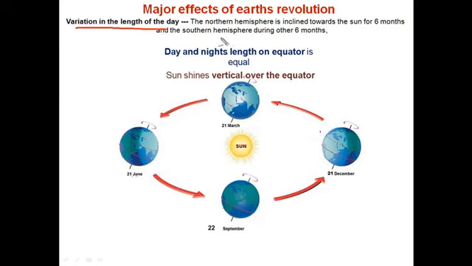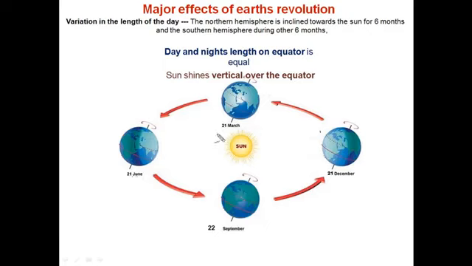Variation in the length of the day. The northern hemisphere is inclined toward the Sun for 6 months and the southern hemisphere during the other 6 months. As you can see, with the help of the diagram we'll understand what the major effects are. There are 4 Earths shown on this diagram. These are the different positions of Earth in a year.